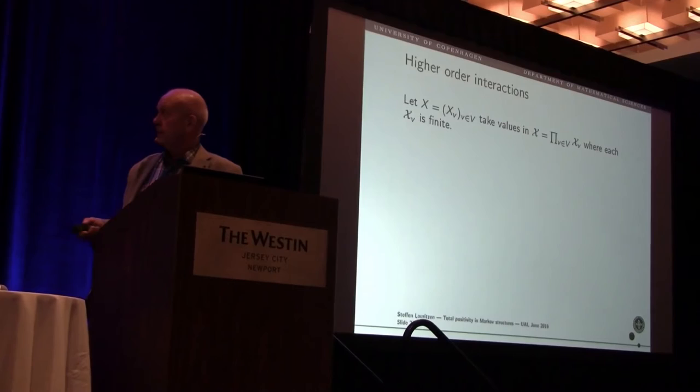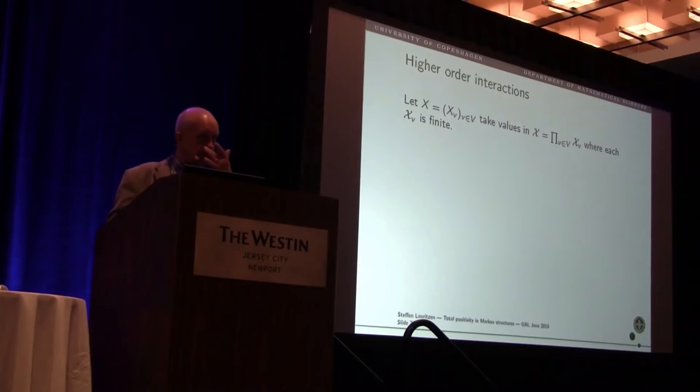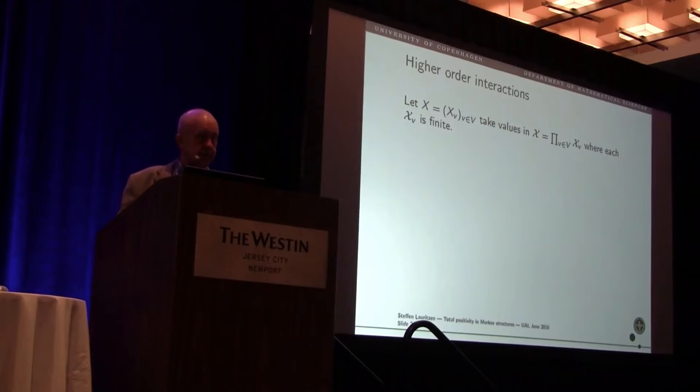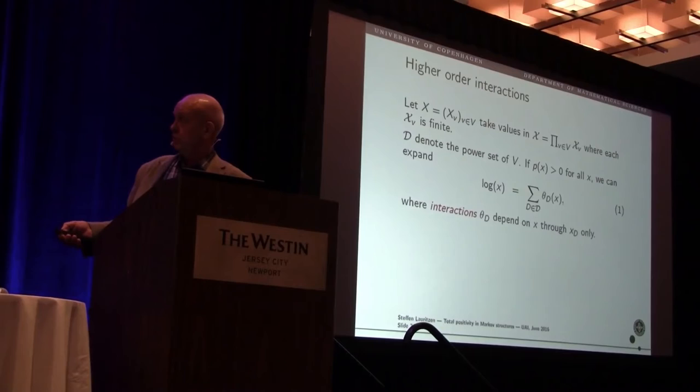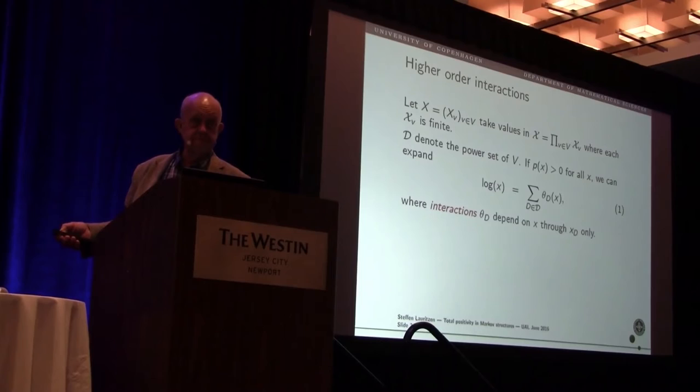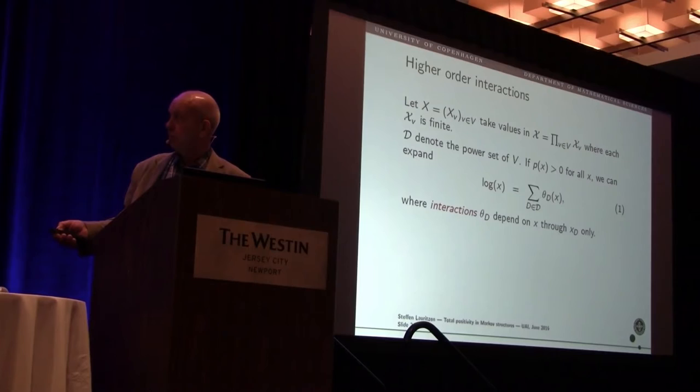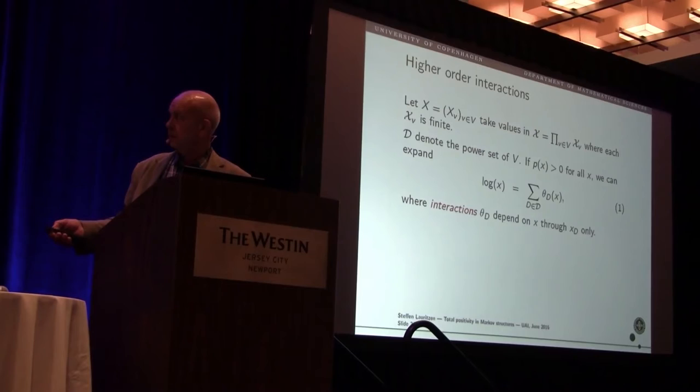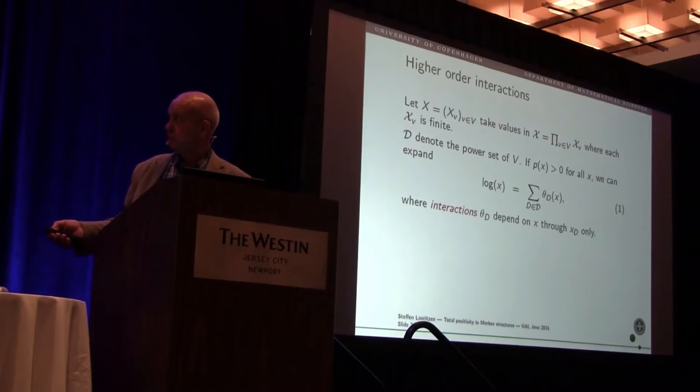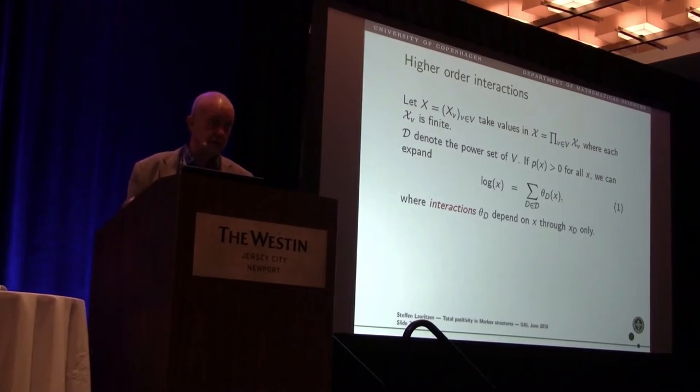Now, what happens if we have higher order interactions? If you have third order, fourth order, fifth order interactions, and complicated distributions, is there a simple condition? Of course there is. So let's just look at the standard log. Oops, there's a p missing. This would be the logarithm of the probability of x. And we expand that in interaction terms, so each of these functions only depends on x through its projection onto its index set. This is just a standard log-linear expansion of any probability. I just forgot about the p there for some reason. Sorry about that.